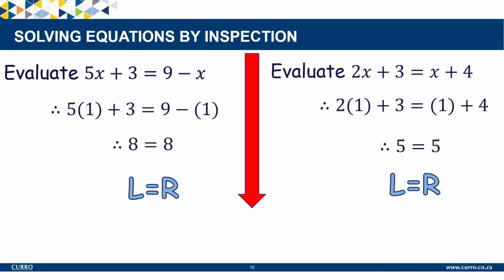So do you see? It's not 8, but it's not about the 5 or the 8. It's about the fact that the left-hand side is equal to the right-hand side when x is 1 in both equations. And therefore, these two equations are equivalent. They've got the same solution. They've got the same value for x.